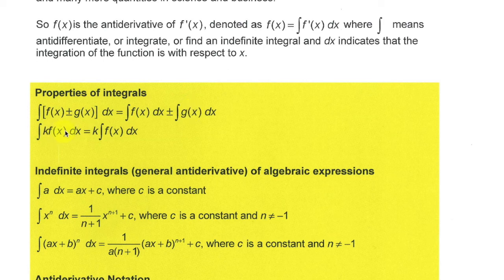Also, if we have some kind of function f of x and there's a constant outside the front, maybe a 10 or a 4 or a -3, then what we can do is take out that constant and put it at the front of the integrand. And that will make the antiderivative process a lot easier to perform if we do take out the constant and put it at the front.